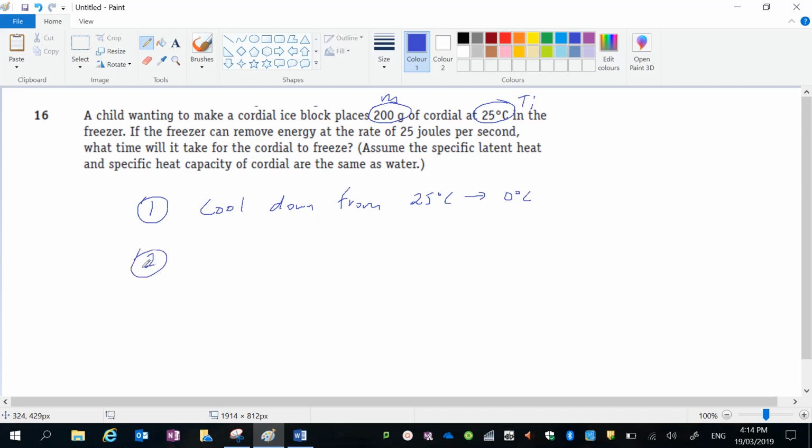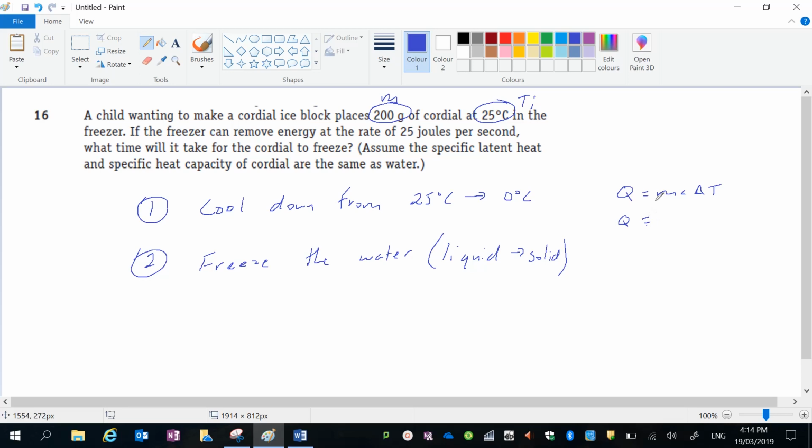But then it has to turn into solid. So at this point, all we've done is cool down the water to 0. Then we have to freeze the water. Cordial, really. Okay, so that's getting from liquid to solid. So how do we do that? Well, the first stage is cool it down. That's a change in temperature. So that's Q equals mc delta T.